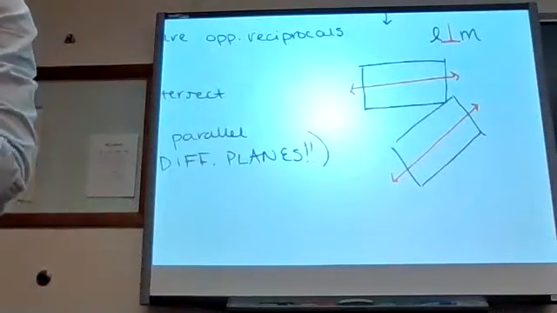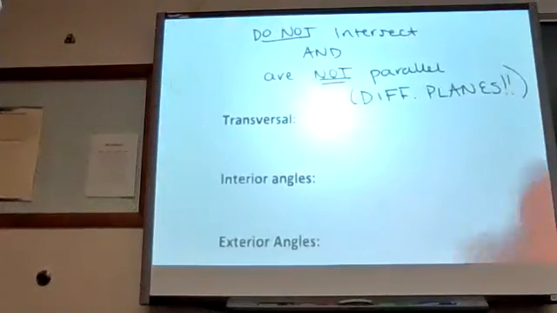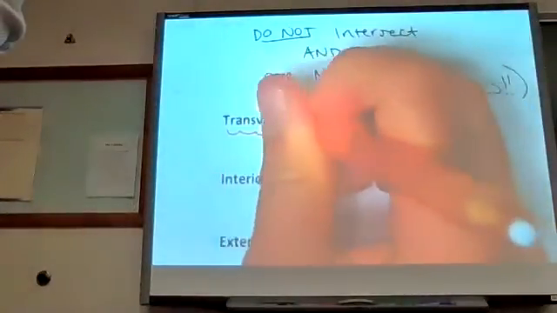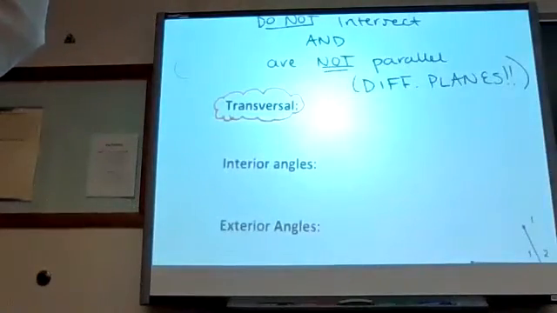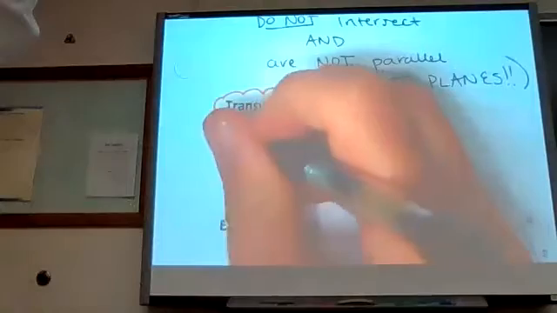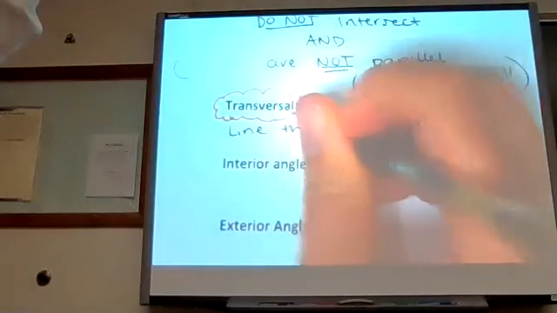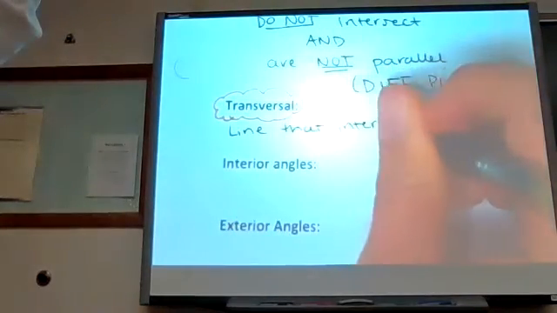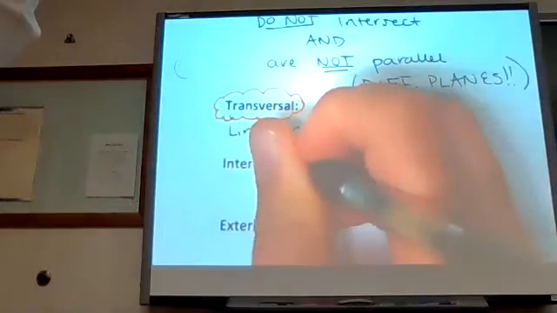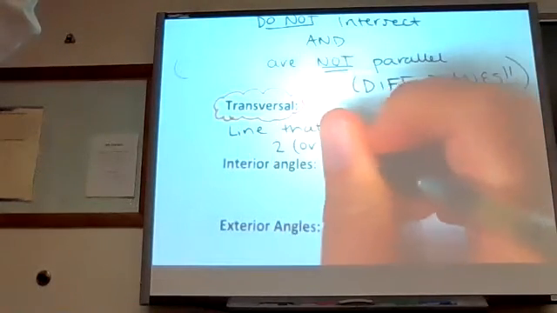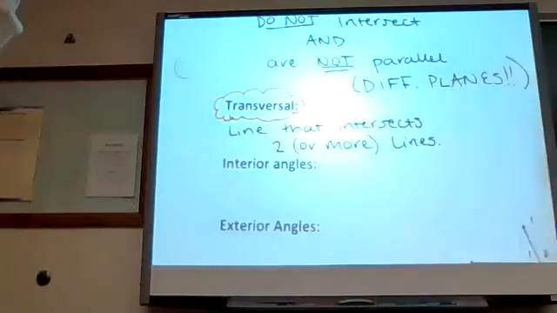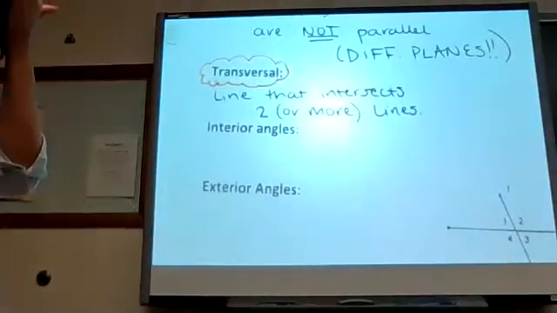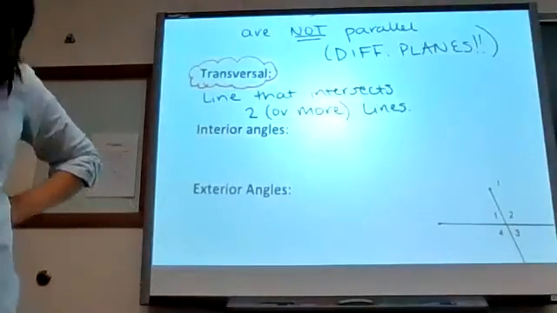Our transversal, so this is probably a new word, and it's a super important vocabulary word for this unit, transversals. A transversal is a line that intersects two or more, many times more lines. Give you a chance to write that down, and we'll talk about what that looks like.